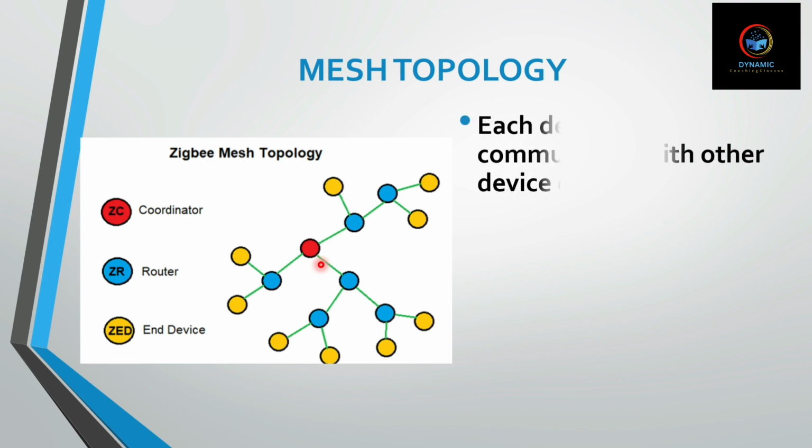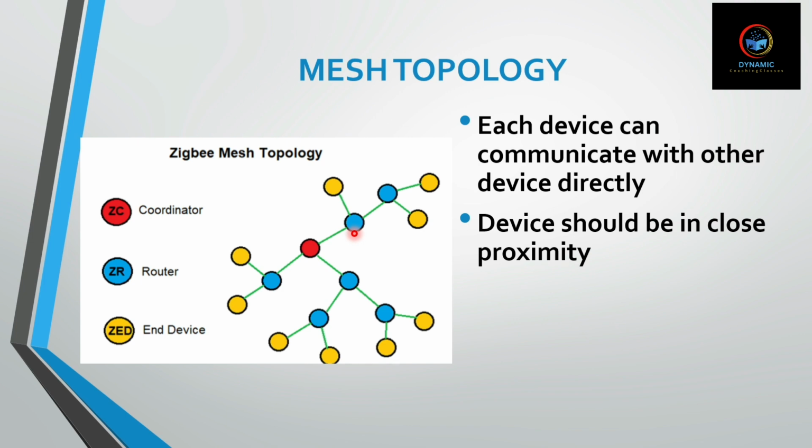In the mesh topology, each device can communicate with the others directly. Basically each node can communicate with another node within range. If it is in range, then they can communicate with each other directly. So here the only requirement is that the devices should be in close proximity. That means these devices should be very close to each other. That is the only requirement here.